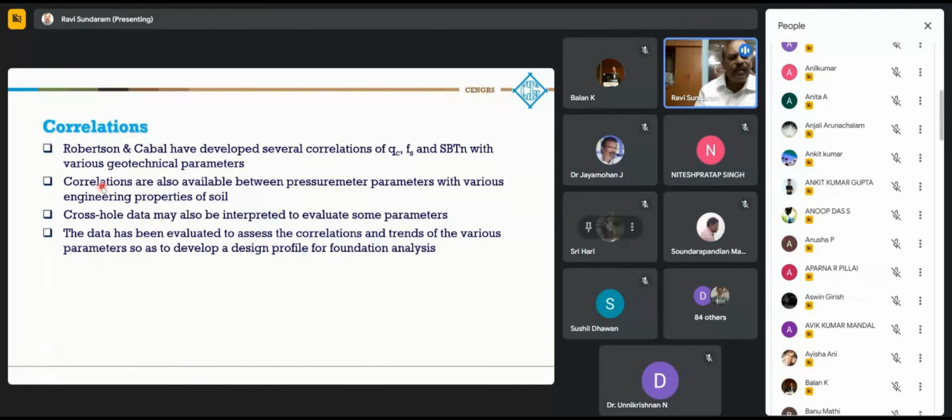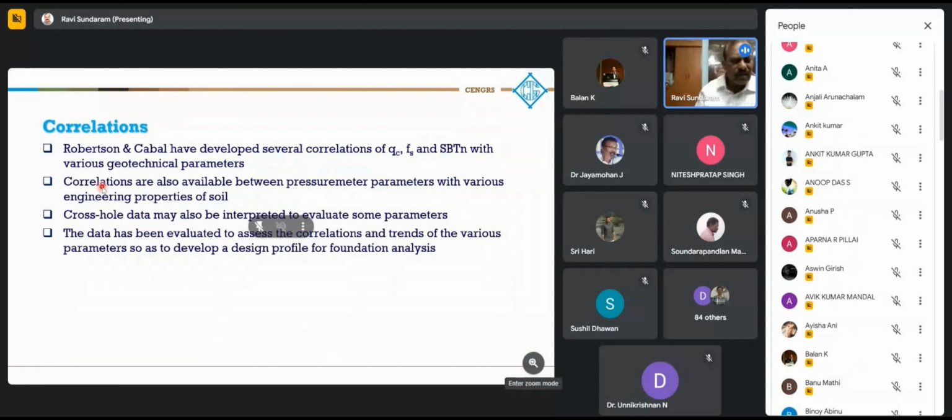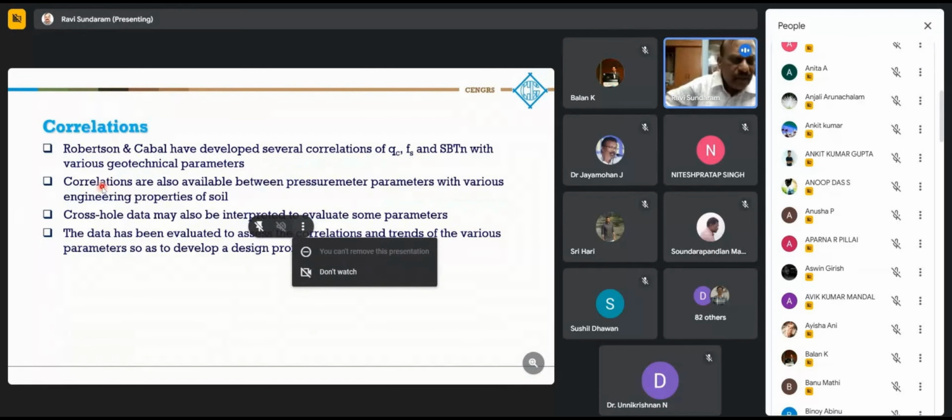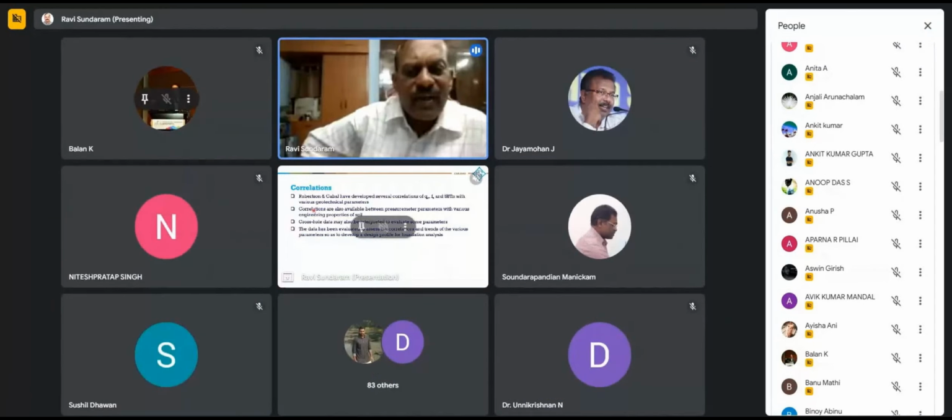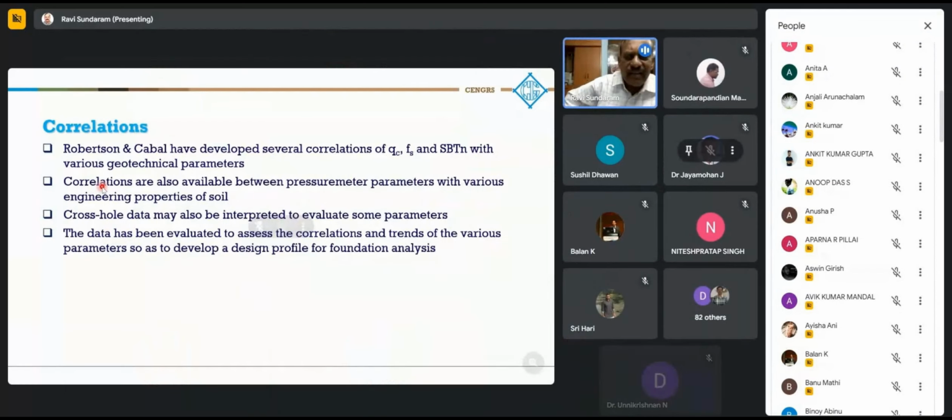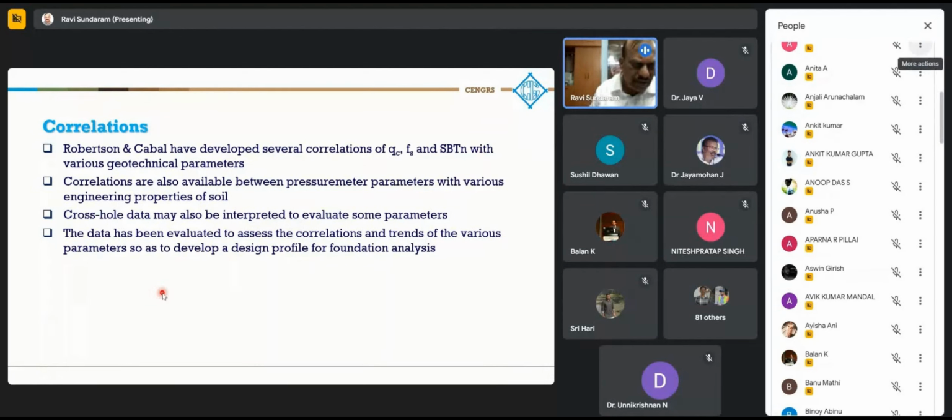Various correlations have been developed, primarily Robertson and Campanella, most popularly used. So qc and friction resistance and soil behavior type are correlated to various geotechnical parameters. Also correlations are available between the pressure meter measured values and the various engineering properties. Cross-hole data is also correlatable. And so using all this, you get an overall profile of how the various properties are trending with the depth across the site.